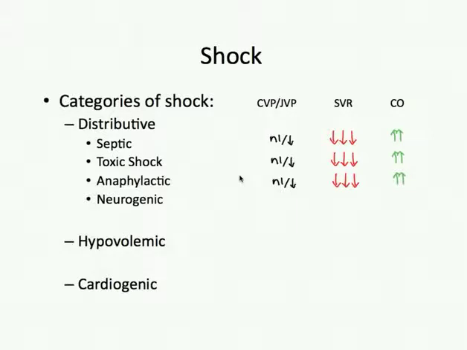So now updating our arrow diagram, we're really beginning to see a pattern develop within distributive shock, decreased systemic vascular resistance as the primary insult, and increased cardiac output as the primary response mechanism.